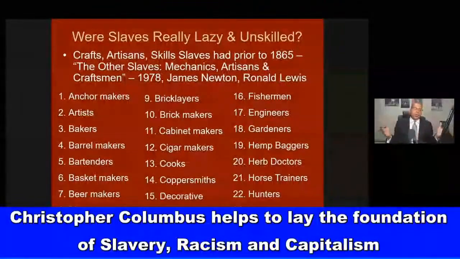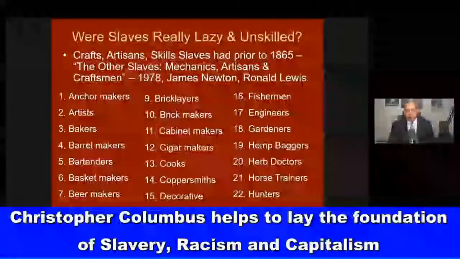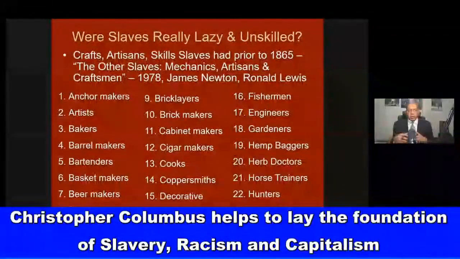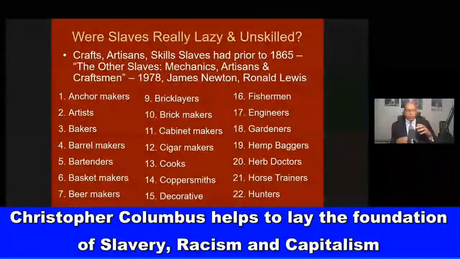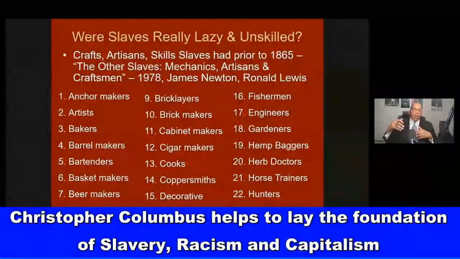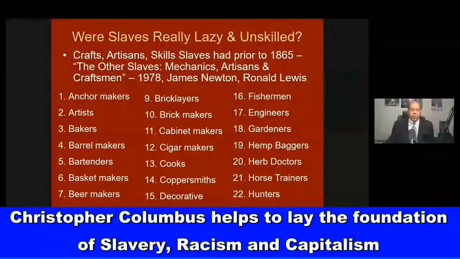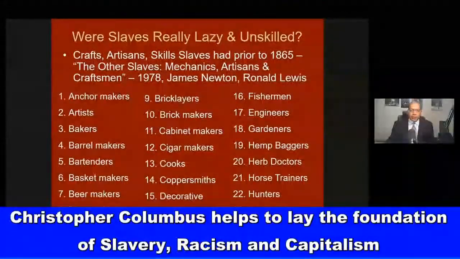All right, now we know there are at least 262 skills, trades, and crafts that African people had in this country from 1619 to 1865. We were the anchor makers, artists, bakers, barrel makers, bartenders, basket makers, we dealt with decorative furnishing. We were jockeys, herb doctors, horse trainers, gardeners, brick makers, fishermen, engineers. The book The Other Slaves: Mechanics, Artisans, and Craftsmen, 1978, by James Newton and Ronald Lewis, breaks this down. There were at least 262 skills, trades, and crafts that African people had in this country from 1619 to 1865.